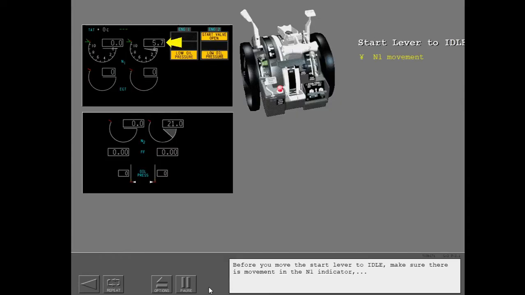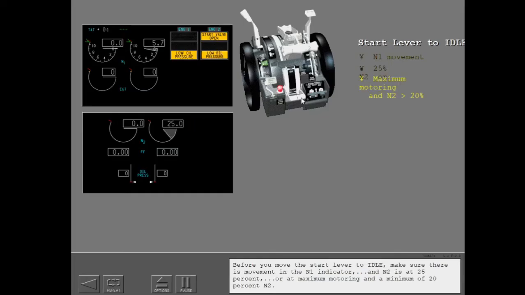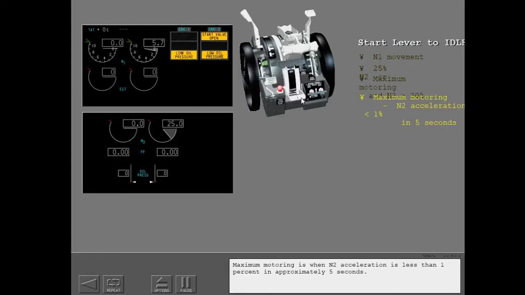Before you move the start lever to idle, make sure there is movement in the N1 indicator, and N2 is at 25%, or at maximum motoring and a minimum of 20% N2. Maximum motoring is when N2 acceleration is less than 1% in approximately 5 seconds.